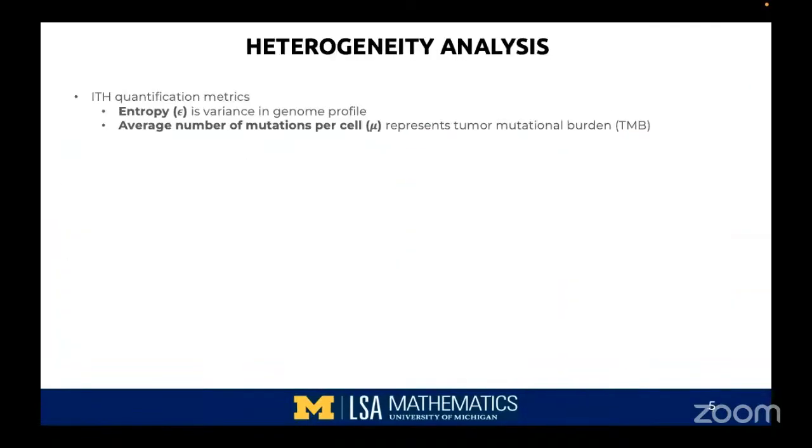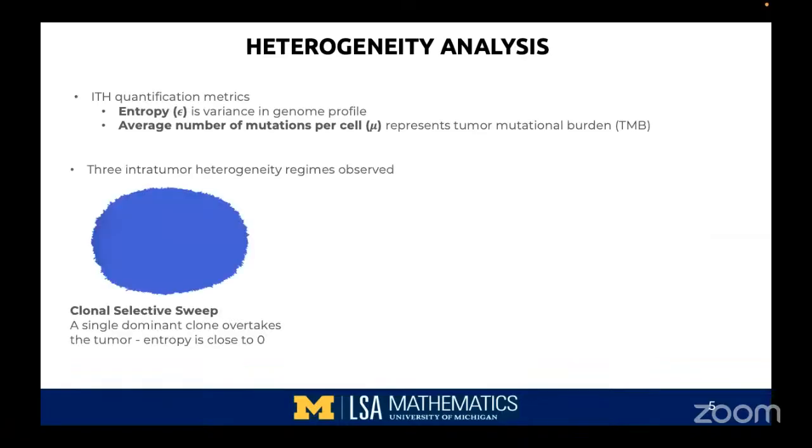And once we were done with our setup of the model, we needed a way to analyze it, as is the case with every model. So we looked at two different metrics. The first is entropy, which is essentially just a variance of the genome profile. And the second is average number of mutations per cell, which represents the tumor mutational burden. Both of these are calculated on a sample of our full simulation, and we use spatial systematic sampling in order to collect that.